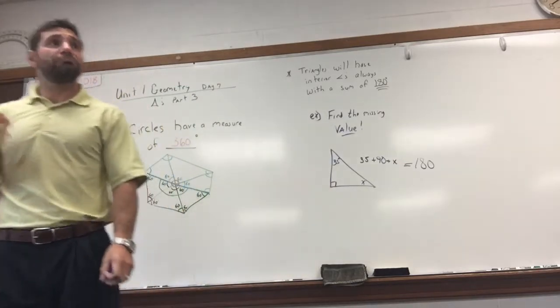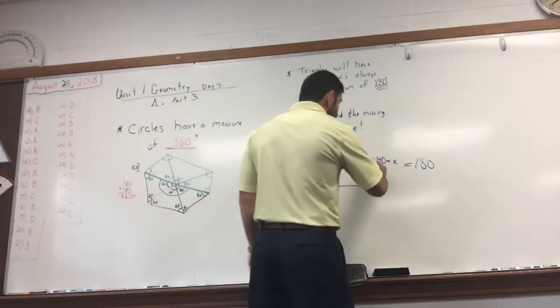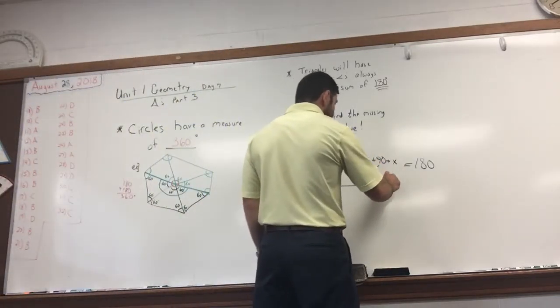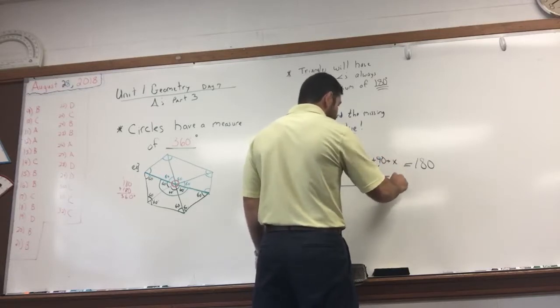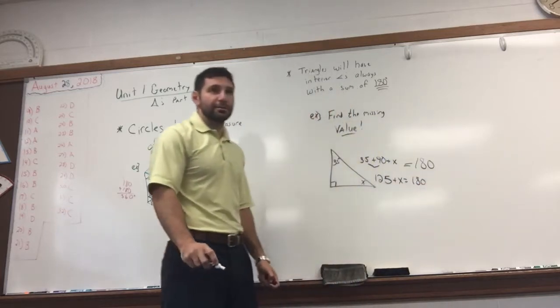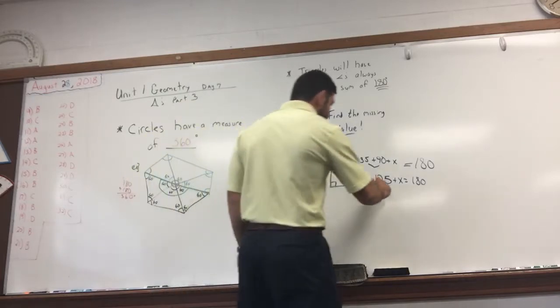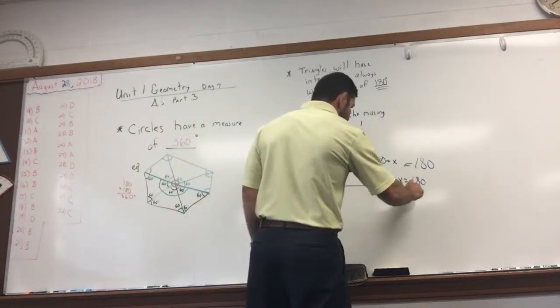This is how I'm going to set it up. Is this how you have to do it? No, I'm going to show you another way here too. Then we're going to say, okay, 35 plus 90, that's 125. So I combine those, I bring down my x. Equals 180 degrees. Well, how do I get x isolated? We do the inverse. We subtract 125 from both sides.